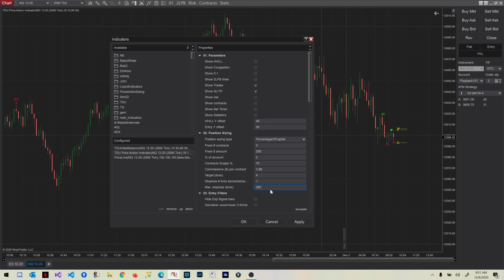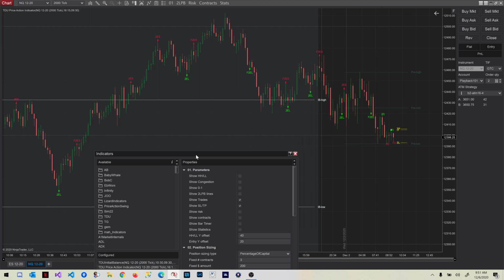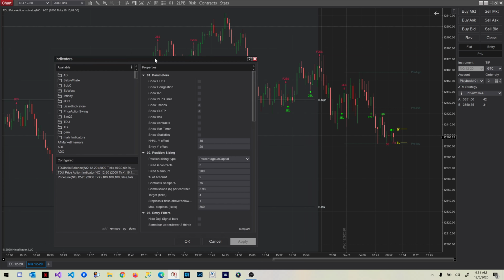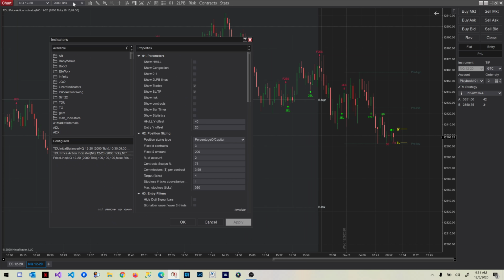So let's just increase this to 360 and see what happens. And if we get some more entries, okay, we do get some more entries, as you can see. So that's step one. If you are trying to use this on another chart than the ES, always make sure that you start with a big stop loss to see all the entries, and from there you can adjust it lower, to the appropriate one needed on the chart.